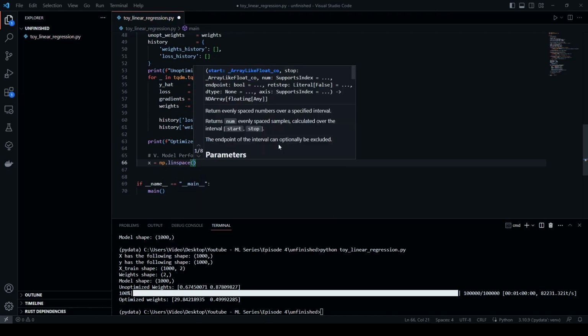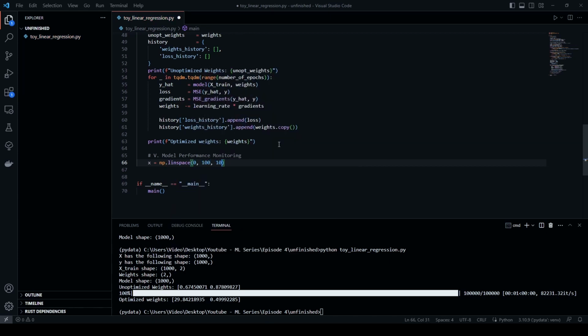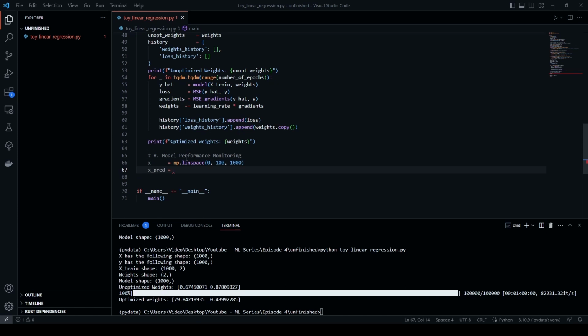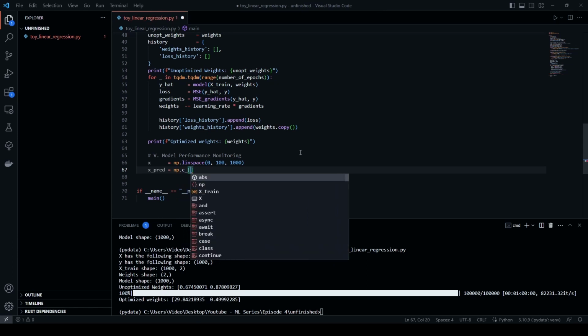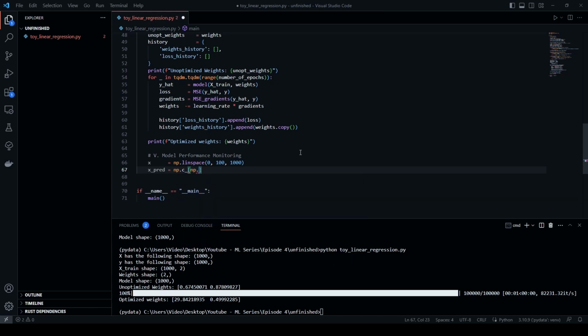So we need x. We define x as going from 0 to 100 with 1000 steps. And then we have to construct xpred. Why do we need those? We need those because we will use them in order to generate model prediction, which we can plot. So xpred will be the stack columns of NP ones, this is what we did before, and x. Okay, so far so good.